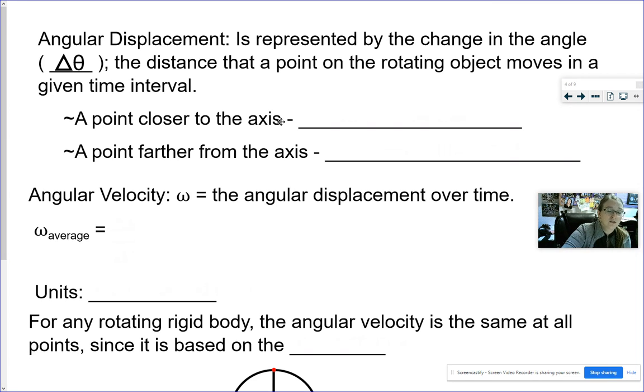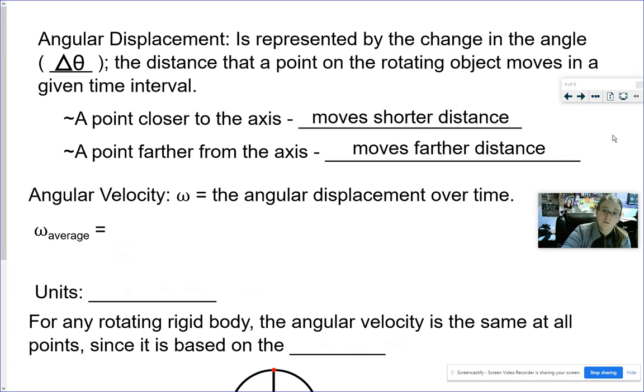A point closer to the axis is going to move a shorter distance. A point farther from the axis moves a farther distance. We're going to talk about that a bit more later, because dealing with angular velocity, we don't care about this yet. So we're going to come back to this.